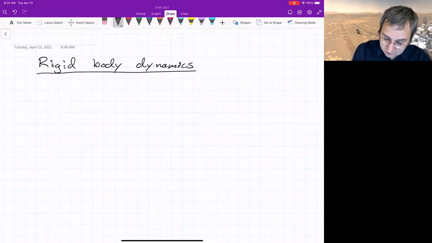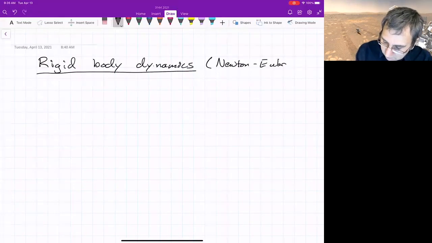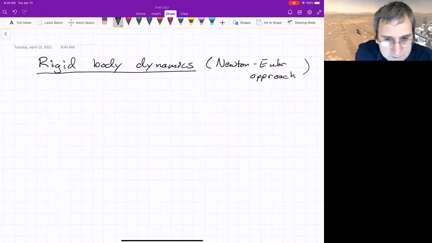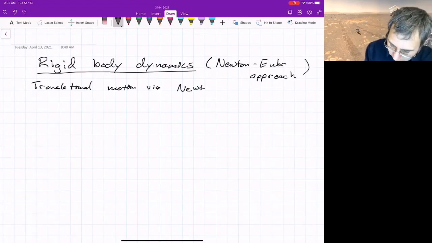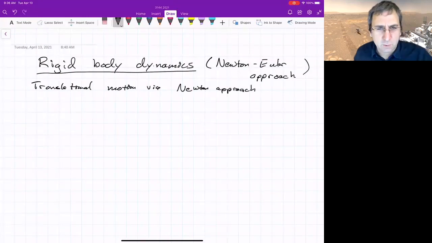And it was described by the two different equations. So this is sometimes called the Newton-Euler approach to modeling rigid bodies. The Newton approach gives the translational motion. If you remember from, I think it was lecture 9, we talked about something that looked like Newton's equation, F equals ma, for the motion of the center of mass. So the translational motion of the center of mass.